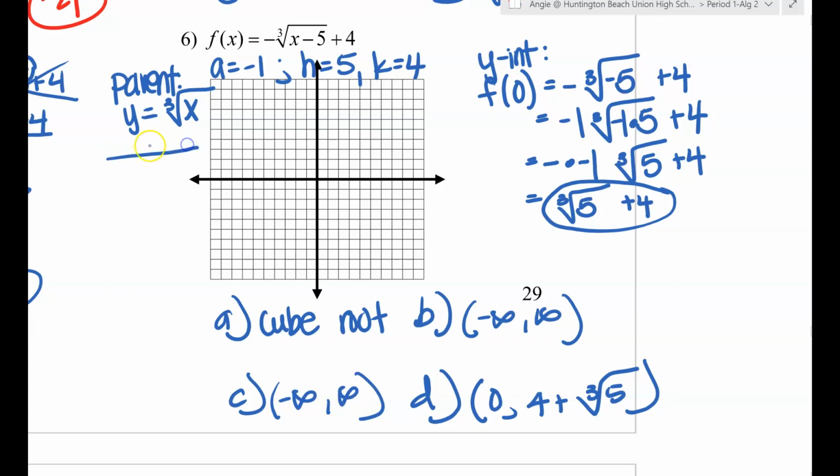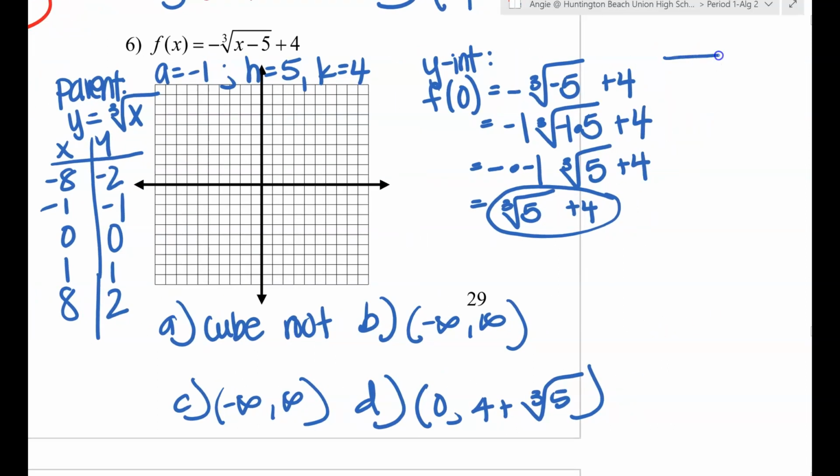All right, so for the parent function, quickly get -2, not -2, I'm sorry, -8, -1, 0, 1, and 8. Outputs: -2, -1, 0, 1, and 2. Now over here, I'm going to use a, h, and k and make my transform table. x plus 5.